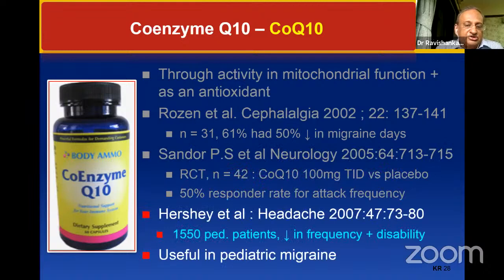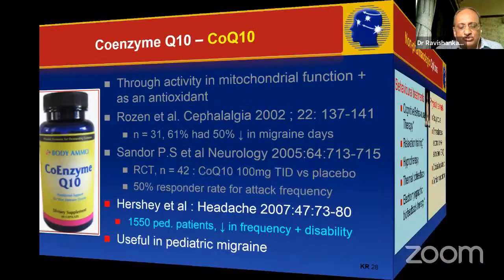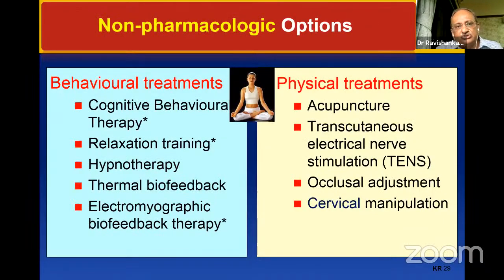And Andrew Hershey has studied a big number of 1550 patients in the pediatric age group, and it's a useful drug in pediatric migraine. So therefore, you will find that it's an add-on which is useful. It's useful in menstrual migraine, it's useful in pediatric migraine, and these are situations where you would definitely add these nutraceuticals. The non-pharmacological options, we've just had a brief chat about that during the question session. And you have cognitive behavioral therapy in a big way.